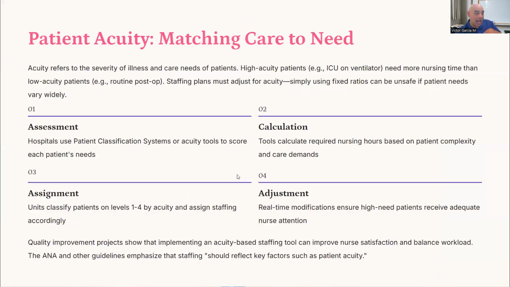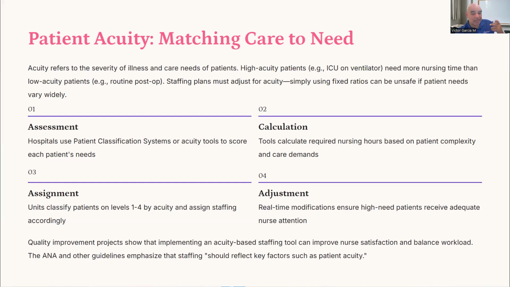Now, regarding patient acuity, it measures the severity, the complexity, and the resource intensity of a patient's care needs. High acuity patients require more nursing time, frequent assessment, and complex interventions. Acuity can vary from shift to shift as well, so staffing must adjust accordingly.